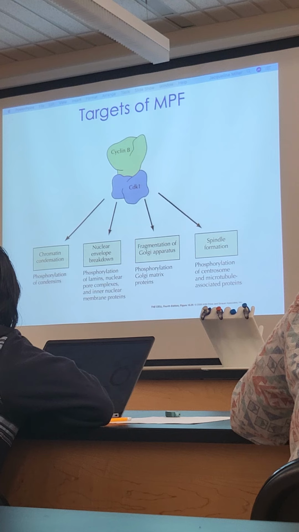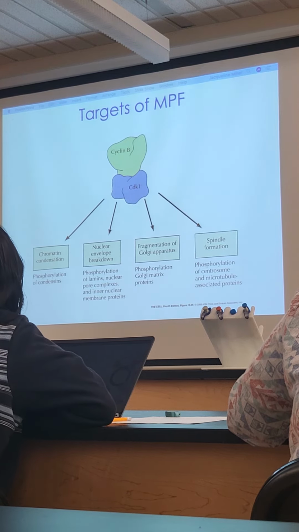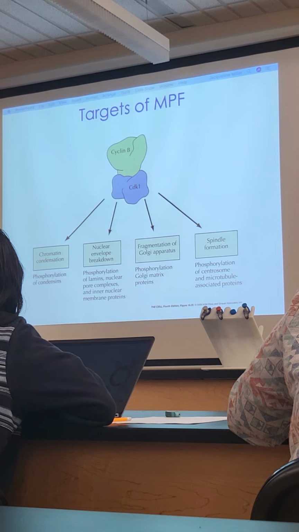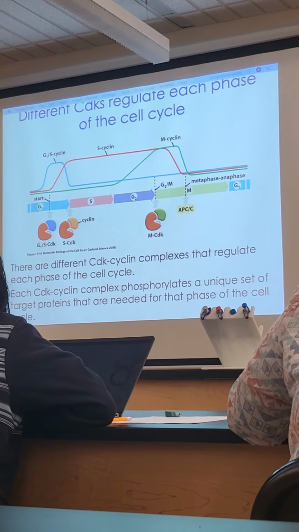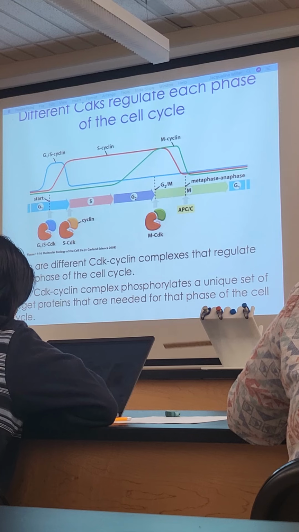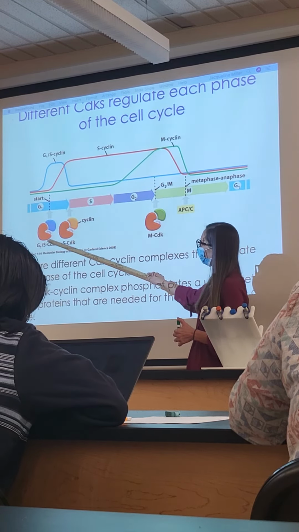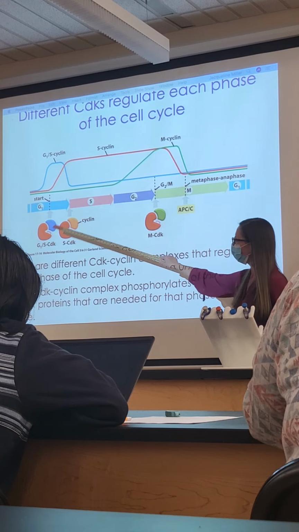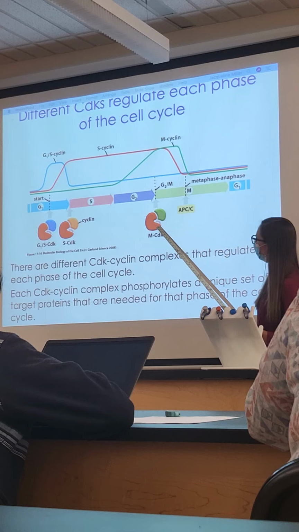Okay, and my last slide, I promise, is that there's not just one MPF. They discovered this one that starts things going into mitosis, but it turns out there's a whole bunch of CDKs. CDKs for every cell cycle stage. For every season, there's a different CDK. So you have CDKs that get you to go into S phase. You have CDKs that get you through this transition of G1 to S. And then you have the M CDK.